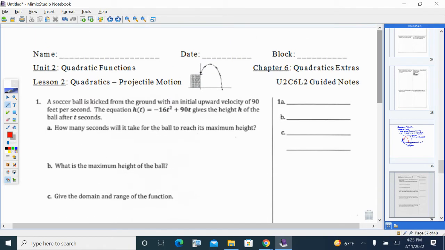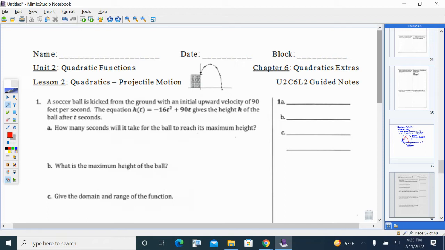Now what I want to do is look at some of these examples. Let's look at example number 1. A soccer ball is kicked from the ground with an initial velocity of 90 feet per second. The equation h of t is equal to negative 16t squared plus 90t gives the height h of the ball after t seconds. Question A says, how many seconds will it take for the ball to reach its maximum height?